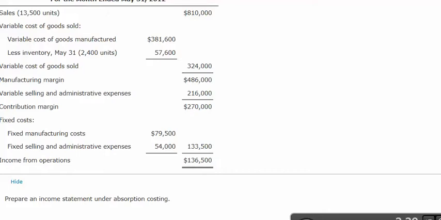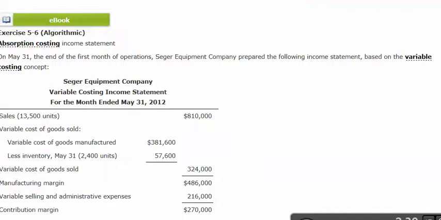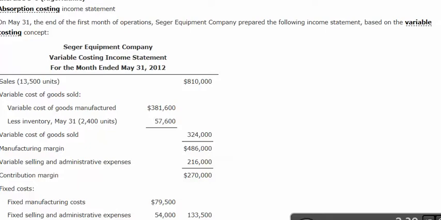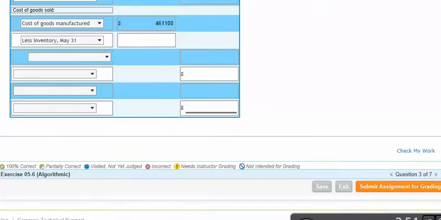We will take the sales of 13,500 and add to that the ending inventory. So that's the total number of units that we had that we manufactured. Okay? Oh, yeah, it says on May 31st, the end of the first month. So there would be no beginning inventory. All right? So the total number of units that we manufactured during the period would be 13,500 plus 2,400 that we have still in inventory. So that's 15,900.